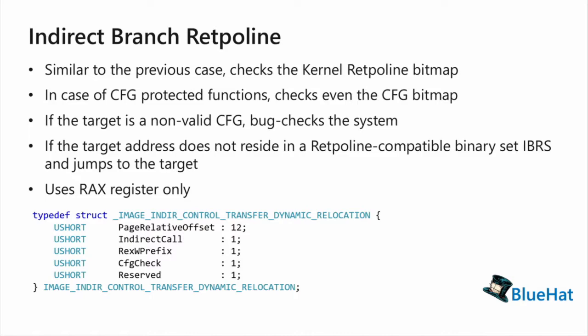The data structure that tracks this is pretty similar to the previous one, except that instead of using the IAT index, we emit some other information, like whether the indirect call is using the REX prefix, or whether it is CFG or non-CFG.